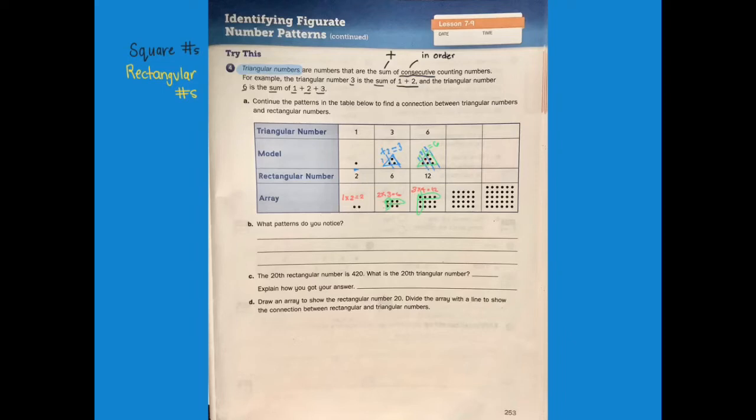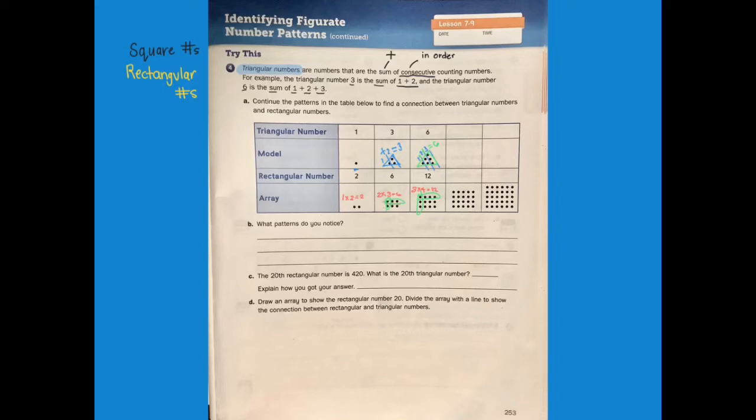Just like our triangular numbers here are going up in consecutive order. 1, 2, 3. So A is asking us to continue the patterns in the table below and find a connection, right? So I'm going to help you fill out the rest of this table, and then you'll have everything you need to figure out the rest of the problems on this page. So if we continue our pattern of splitting it up into rows like this, is it going to make another triangular number? We'll know we're correct if the model that we make actually makes a triangle shape, okay? So let's take a look.